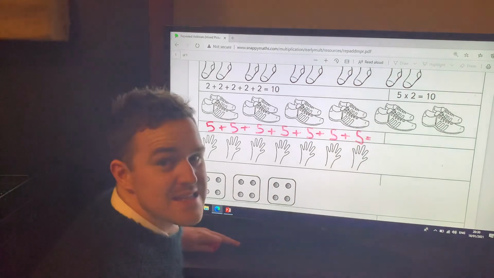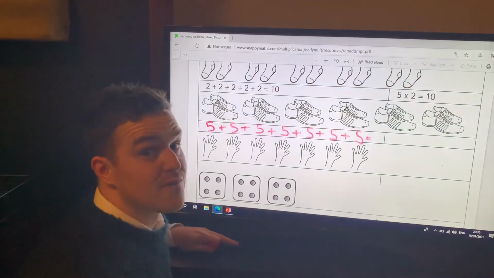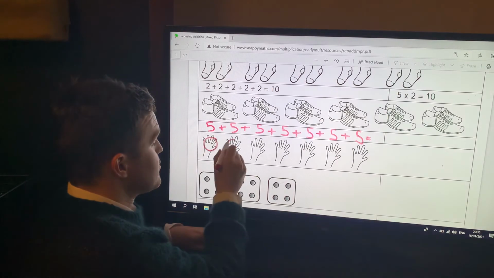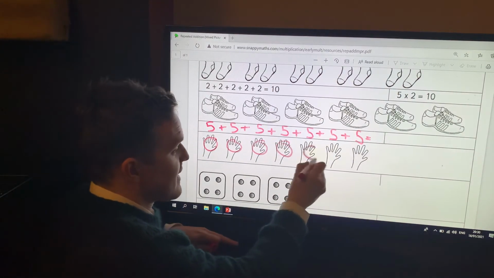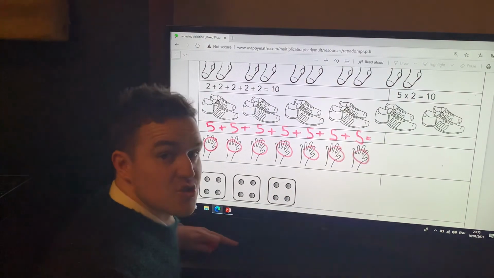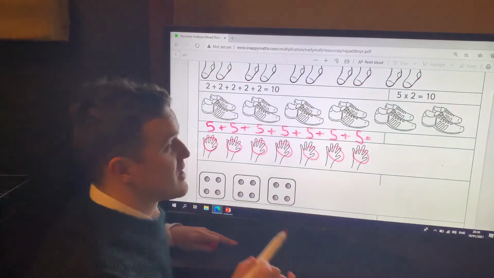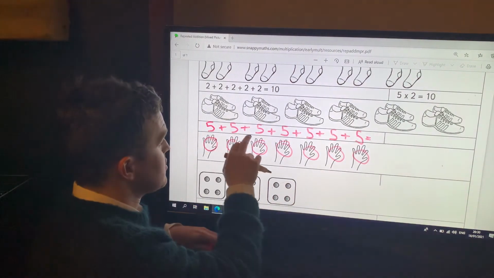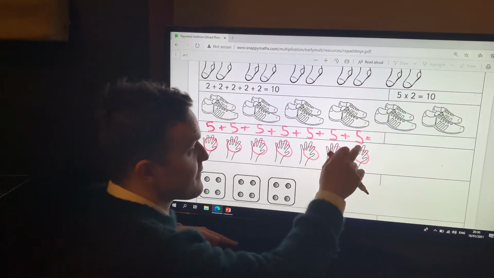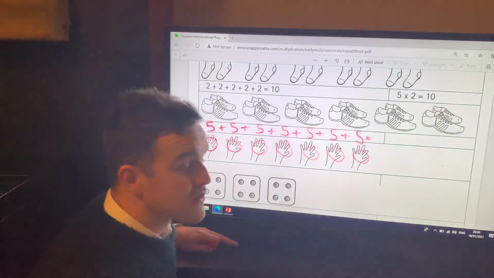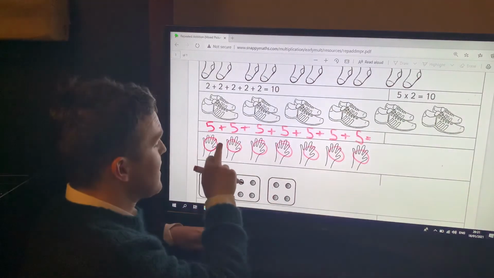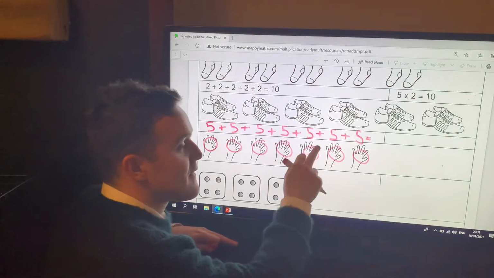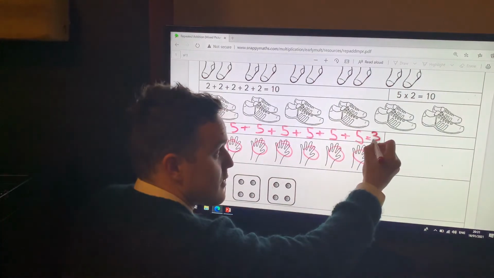It's very easy to lose track. So what I should have done first was group them. 1 group, 2 groups, 3 groups, 4 groups, 5 groups, 6 groups, 7 groups. So because I have 7 groups of 5, I should have 7 5s. 1, 2, 3, 4, 5, 6, 7. That was lucky. 7 groups of 5 is 5, 10, 15, 20, 25, 30, 35.